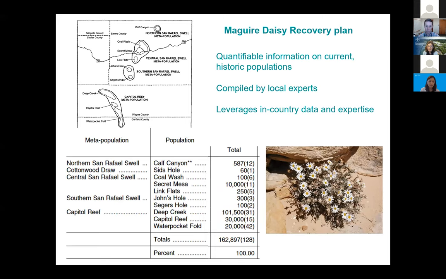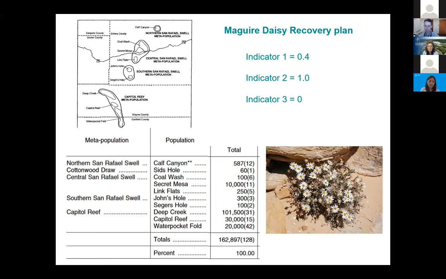This is a report on an endemic species in the United States, a map of current populations and the current population counts. It was fairly easy to extract this information and compare it to our NE threshold, and then to read the report and see if populations have been lost. So we could quantify information on current and historic populations. This information has been compiled by local experts in the country, and so we are leveraging in-country data and expertise and existing monitoring programs and infrastructure in the country. These are the indicator values for this species.